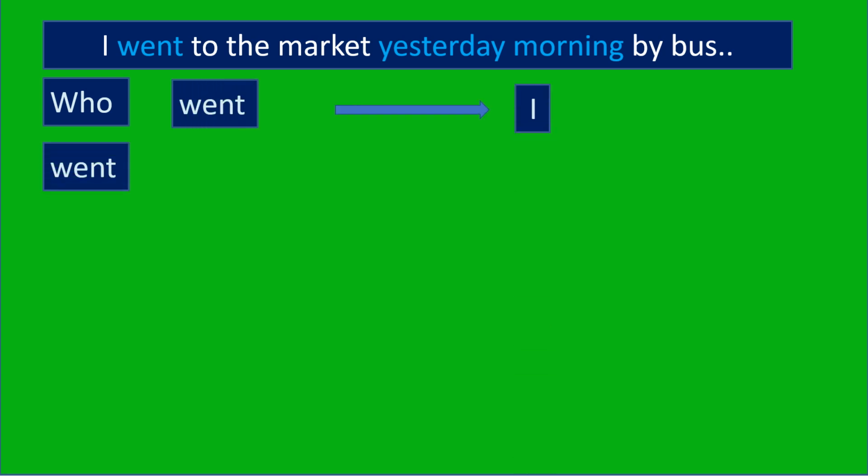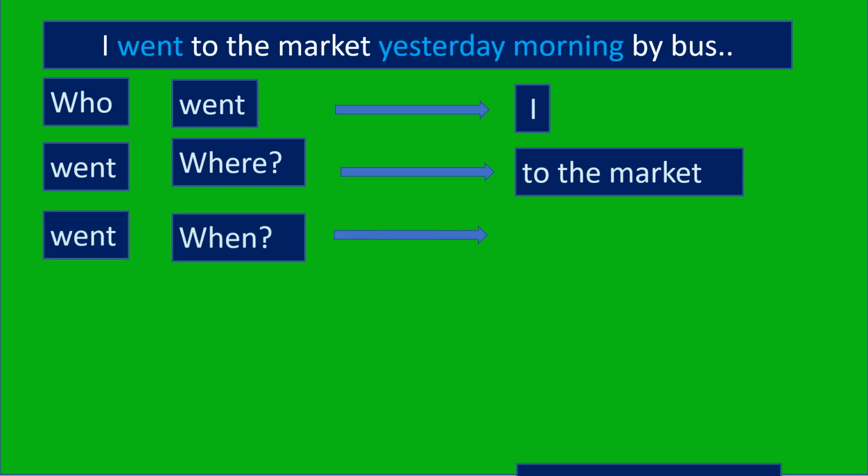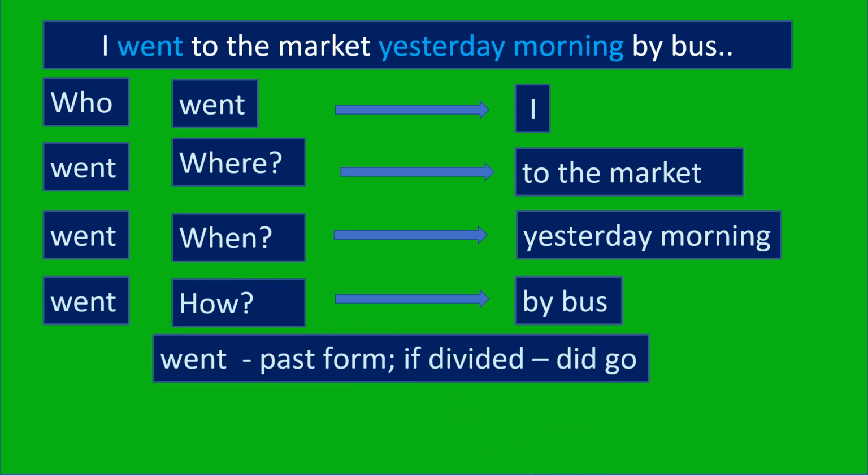You have to find the verb and ask the questions who or what preceded by the verb. Here we'll use who. Who went? I. I is a chunk. Then we'll have to ask any one of the WH questions followed by the verb, meaning after the verb. Went where? To the market. It's a chunk. Went where? When? Yesterday morning. Went how? By bus.